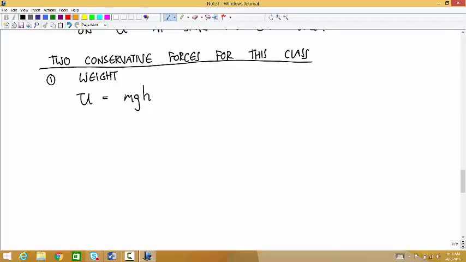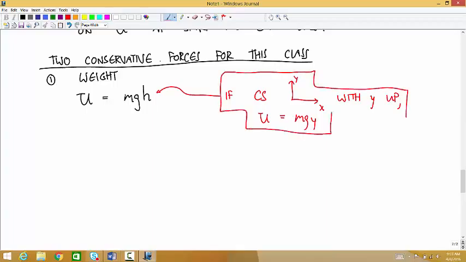So notice that if your coordinate system is the one we use most of the time with y up, then you can write this as mgy for calculations. And then the second one that we're going to do is springs.